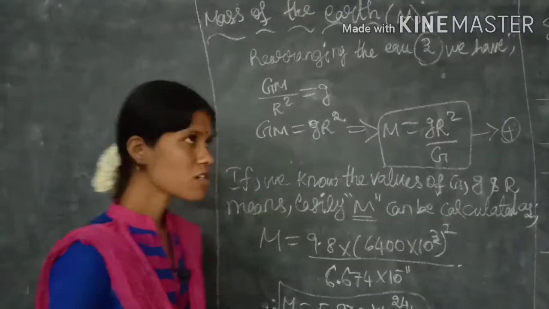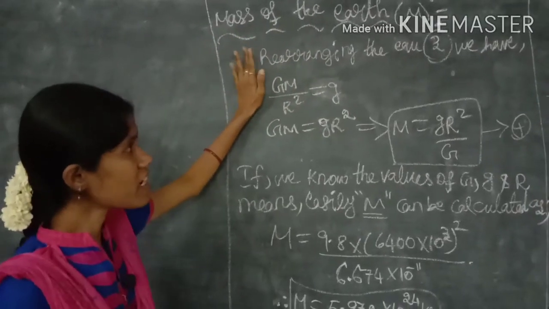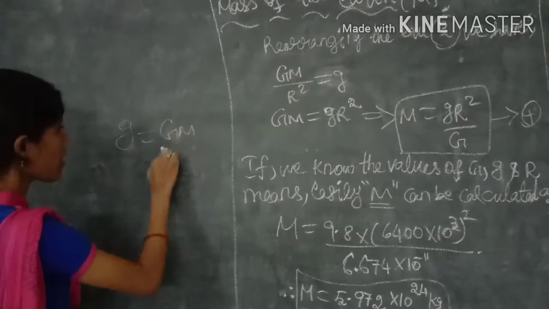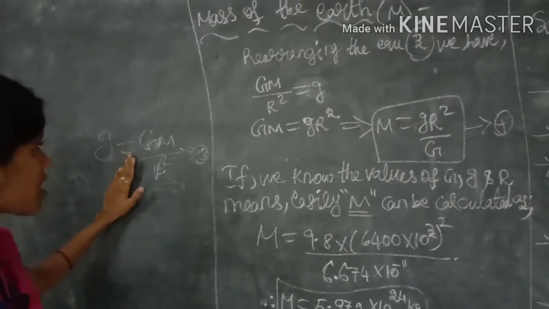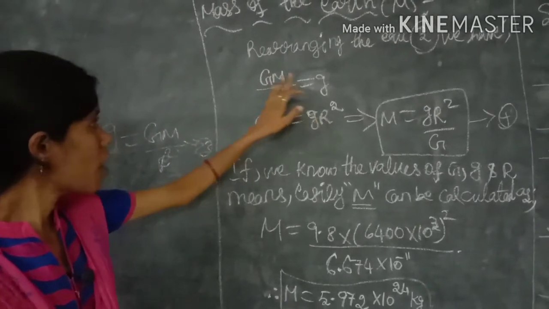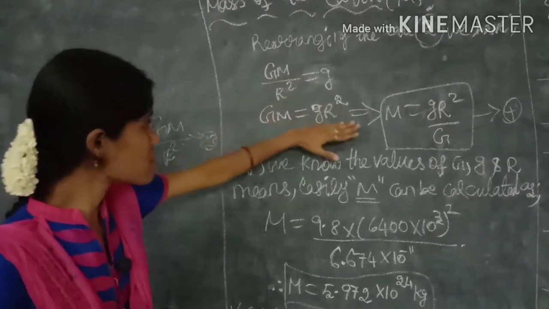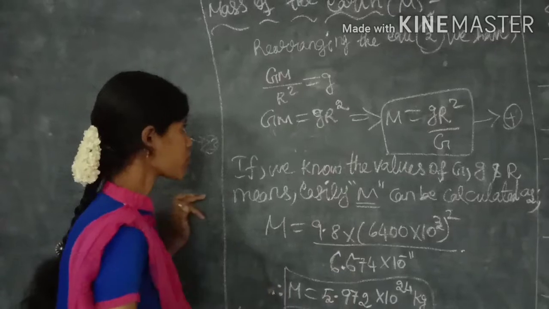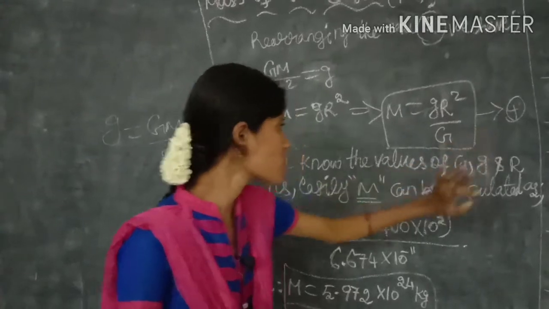Okay students, the next topic is to calculate the mass of the earth, which is denoted by capital M. Rearranging equation 3, which is g is equal to G M by r squared, we can easily calculate the mass of the earth. Since we only need the mass of the earth, the g goes to the downside of the right hand side, so that we have M is equal to g r squared by capital G. This is equation 4.